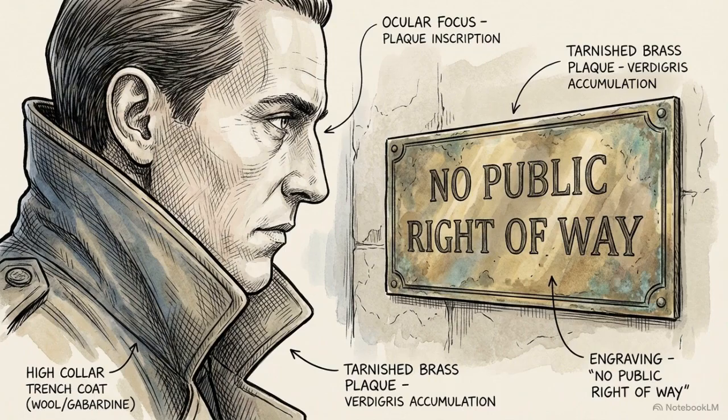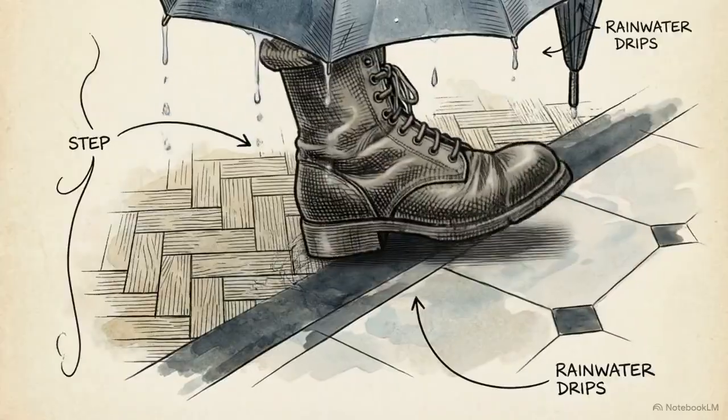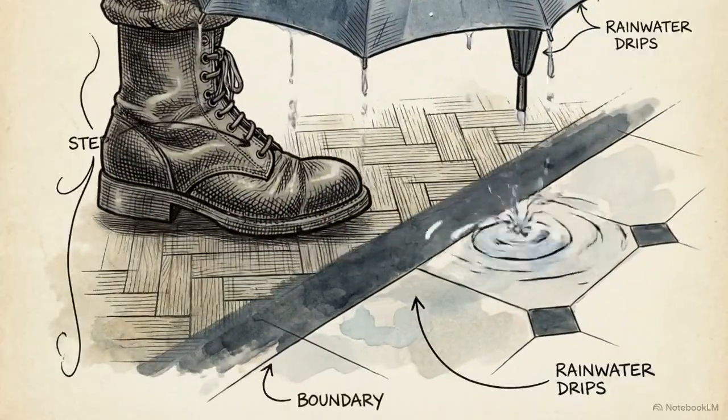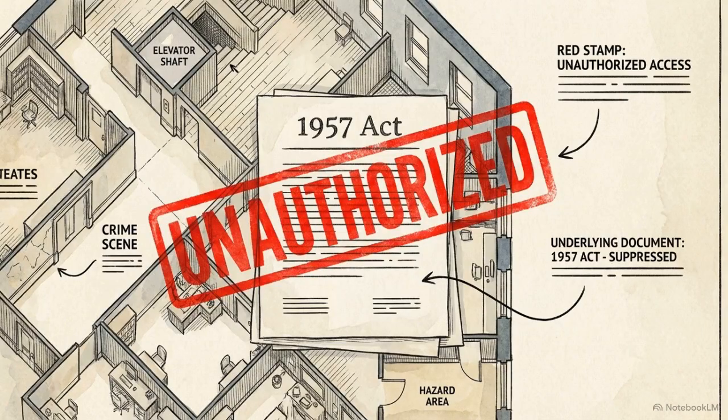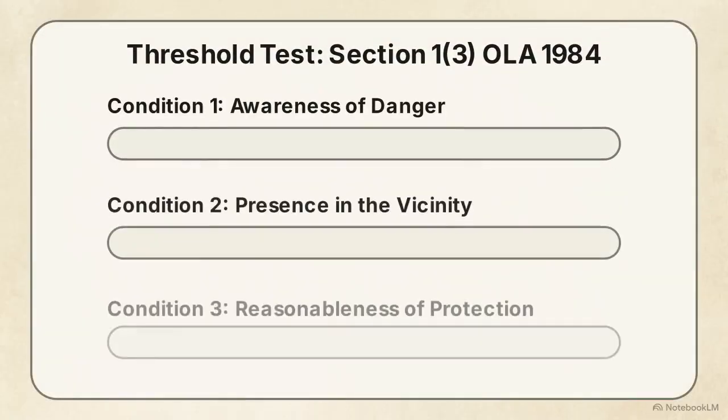Now, let's alter the facts. Suppose Desmond is not a guest. He is a pedestrian who ignores a no public right-of-way sign to take a shortcut through the hotel to avoid the rain. The legal consequence is immediate. Desmond's status shifts to trespasser. The 1957 Act ceases to apply, and the Occupiers Liability Act 1984 takes over. Under the 1984 Act, the duty of care is not automatic. It is conditional. Desmond must satisfy 3 criteria under Section 1.3.